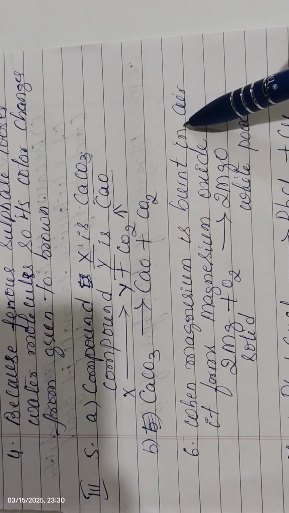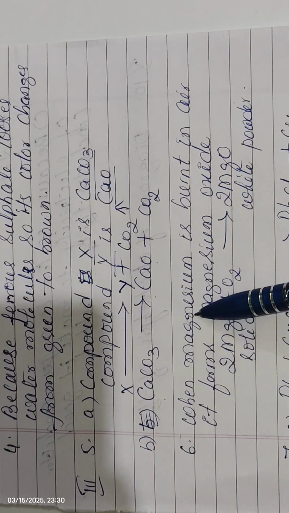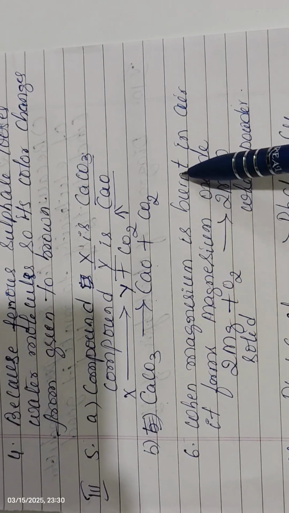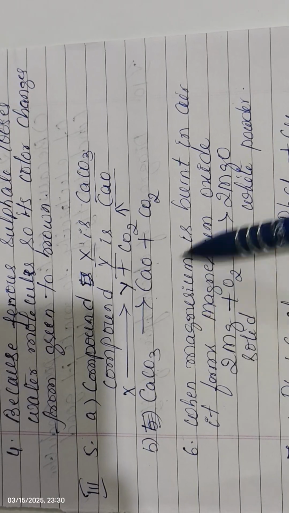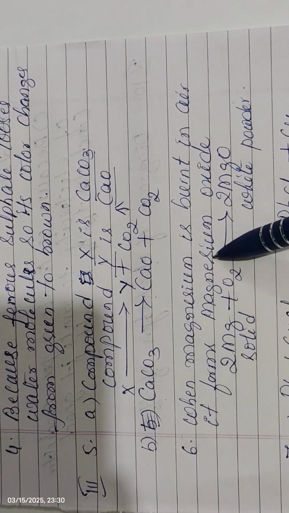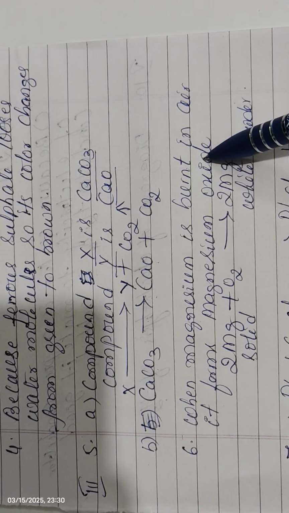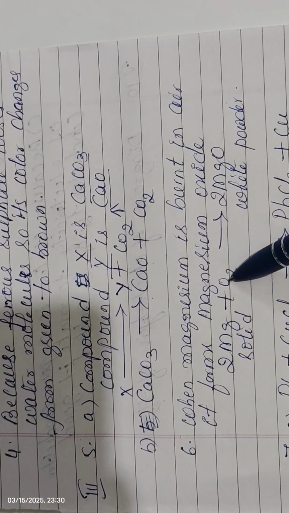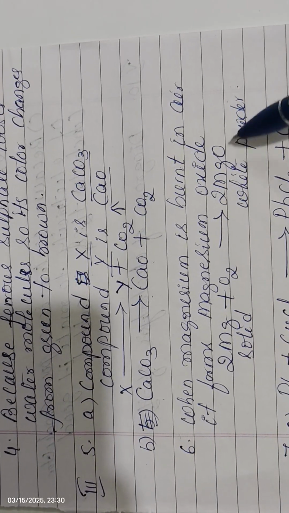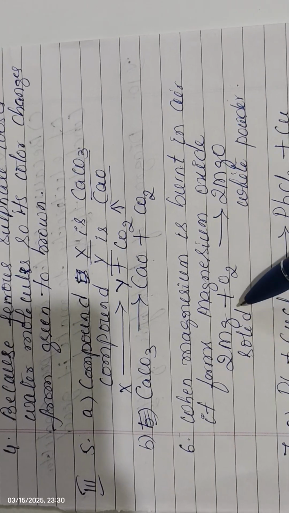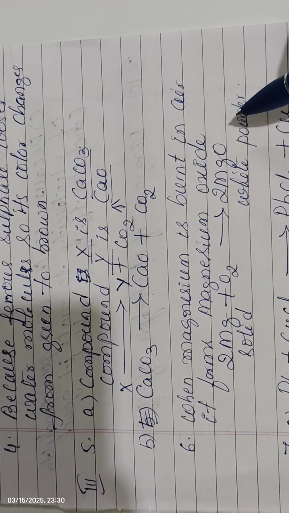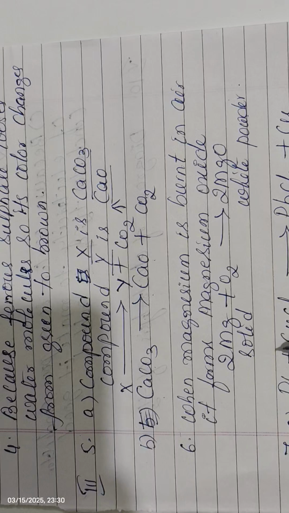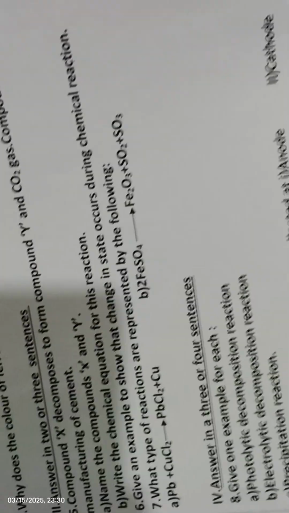I have taken magnesium as an example. Magnesium is solid in nature. Magnesium ribbon is solid. So, when you burn the magnesium ribbon in air, it forms magnesium oxide. When you burn solid magnesium in oxygen or in air, it forms a white powder, magnesium oxide. So, a solid is changing its state to a powdered state. So, this is nothing but the changing state. Next, question number 7.